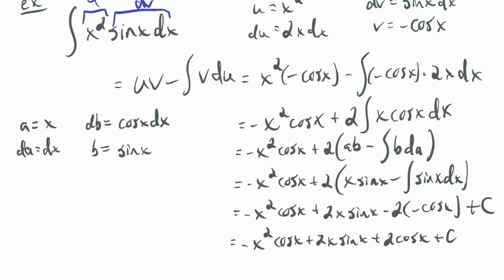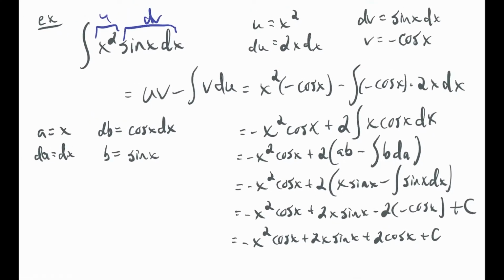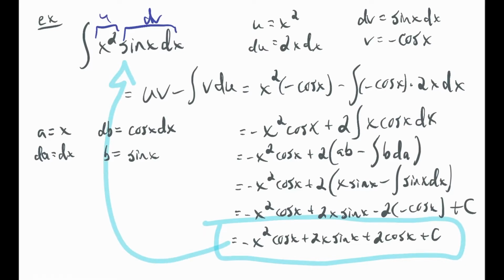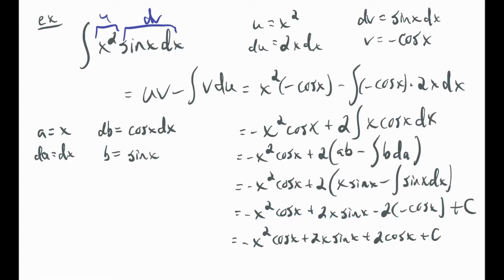So there we go. That is the antiderivative of x squared sine x dx. Or in other words, the antiderivative of x squared sine x. I don't need to say dx. If we wanted to, we could check this by finding the derivative of this entire thing and checking that the derivative is x squared sine x. I'm not going to bother in this case. You might want to do that just to confirm for yourself.